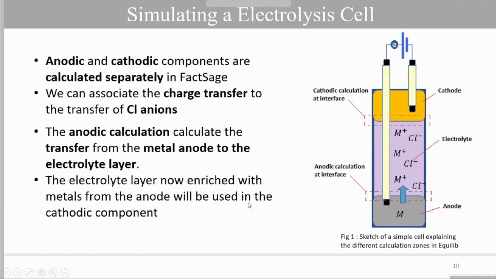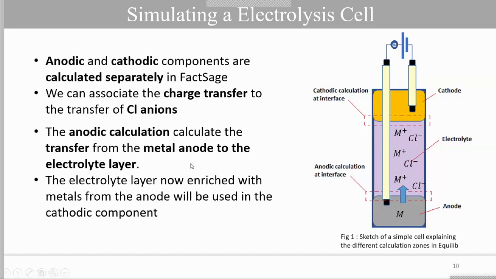So when we want to simulate this electrolysis cell in FactSage, it is important that we do it in two separate calculations: one for the anodic component of the cell, and one for the cathodic component of the cell. This way we can simulate this cell. We associate the charge transfer to the transfer of chloride anions in the cell, and we can arrange it to be neutral in terms of charge balance, so that we really simulate a charge transfer and not a chlorination process.